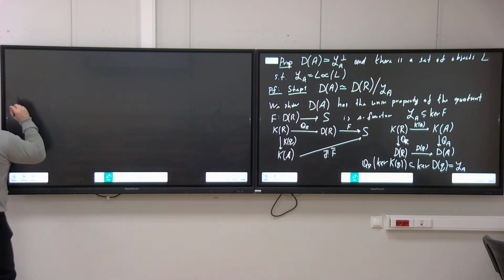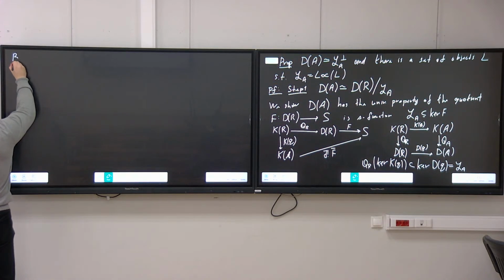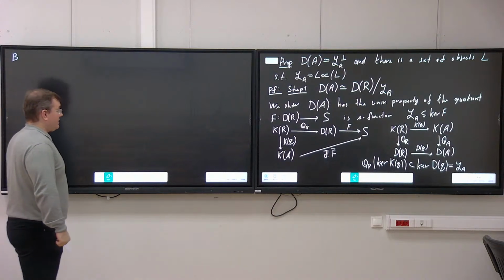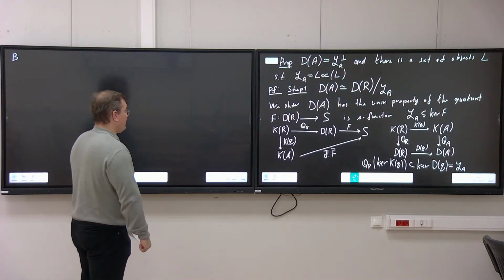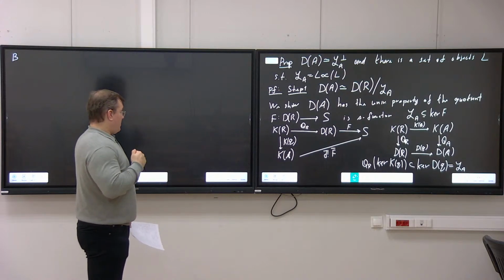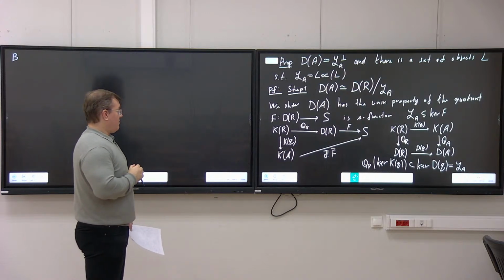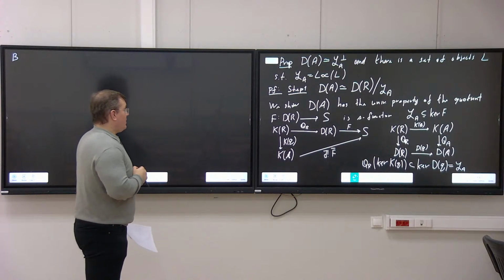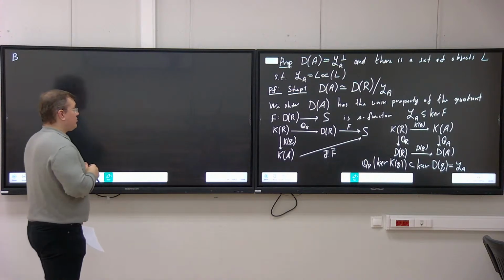Okay, now, yeah, so the problem is that we only define this functor on the homotopy category, and of course we want to define this functor on the derived category of A, right? To say that the D of A has the universal property.